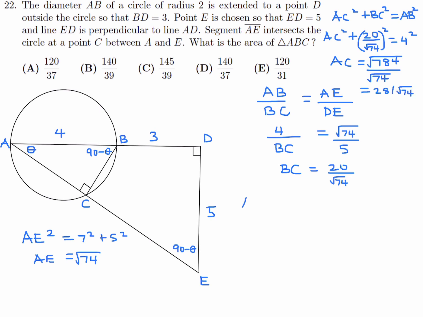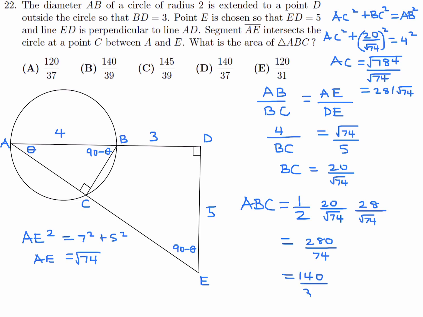All right, we are ready for triangle ABC's area. It's 1/2 base times height. The base will be BC, which is 20 over root 74. The height can be AC, which we just calculated as 28 over root 74. And this looks like 280 over 74, which is 140 over 37. So number 22, the answer is D.